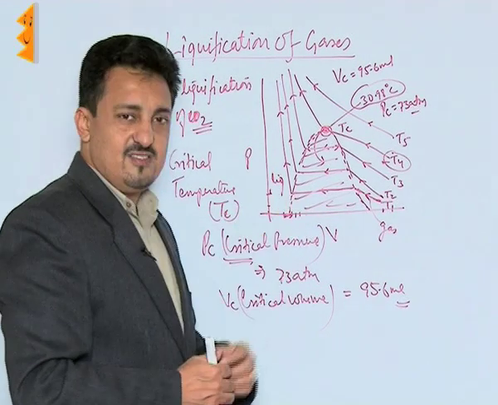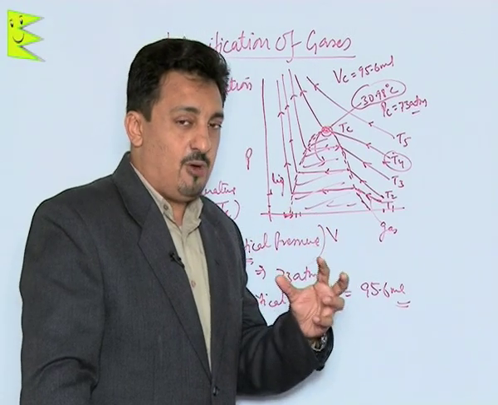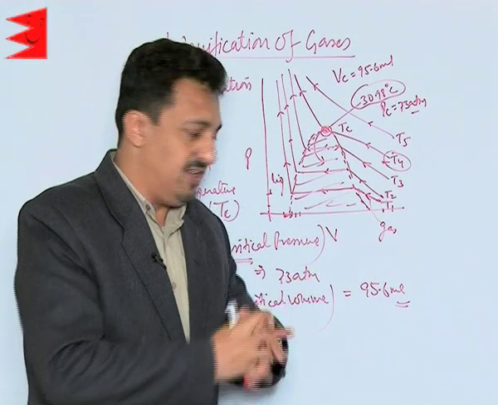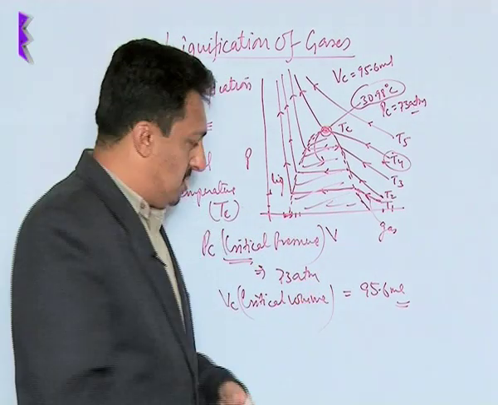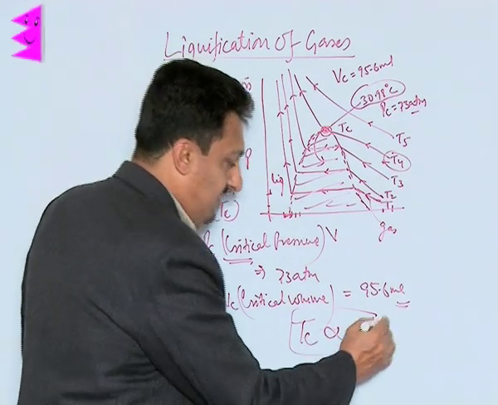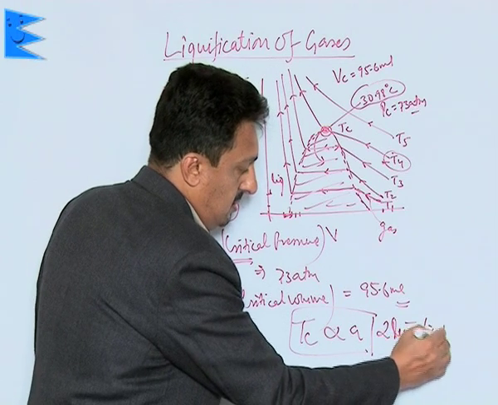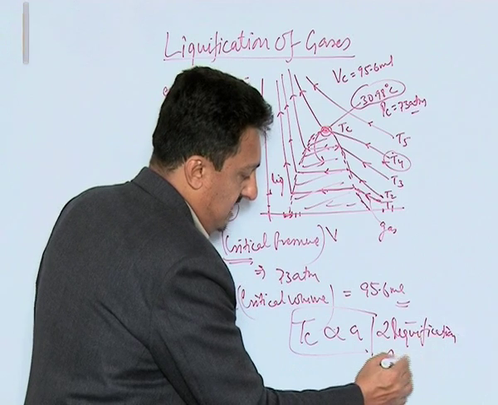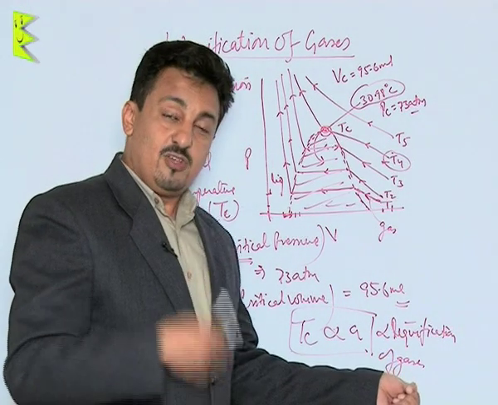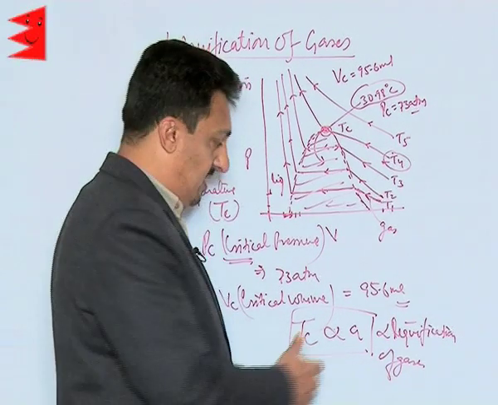Every gas has its own critical temperature TC, and this TC plays a very important role. The higher the TC, the stronger the force of attraction a gas has, and the more easily it can be liquefied. So remember, TC is directly related to your a, and this is directly related to the liquefaction of gases. Which gas gets most easily liquefied? The one having the higher TC or higher a. We can put it as directly proportional.